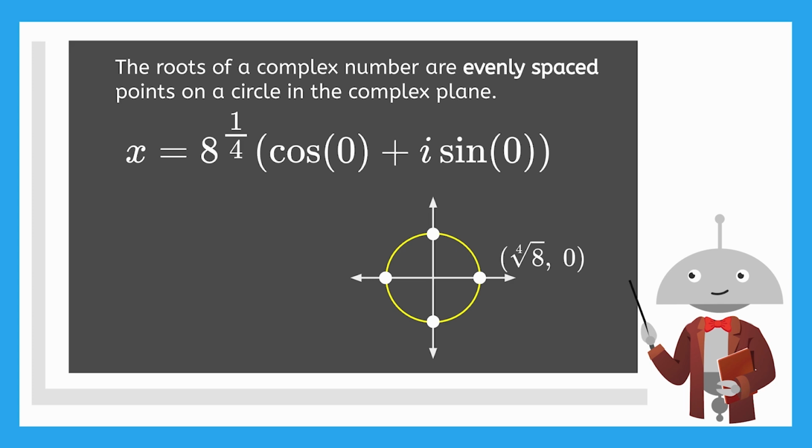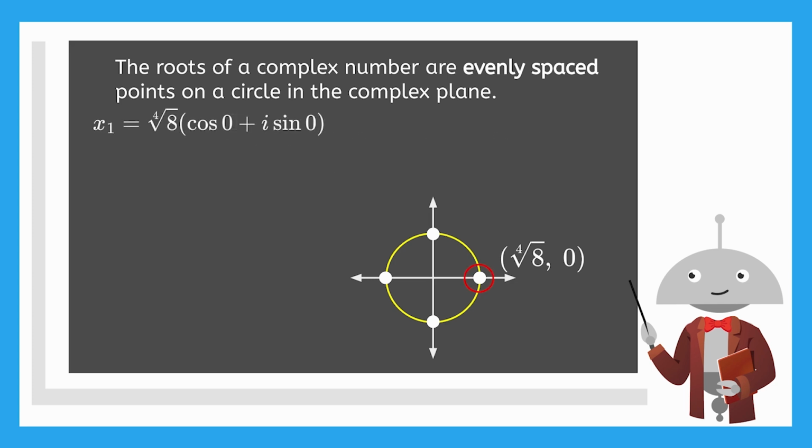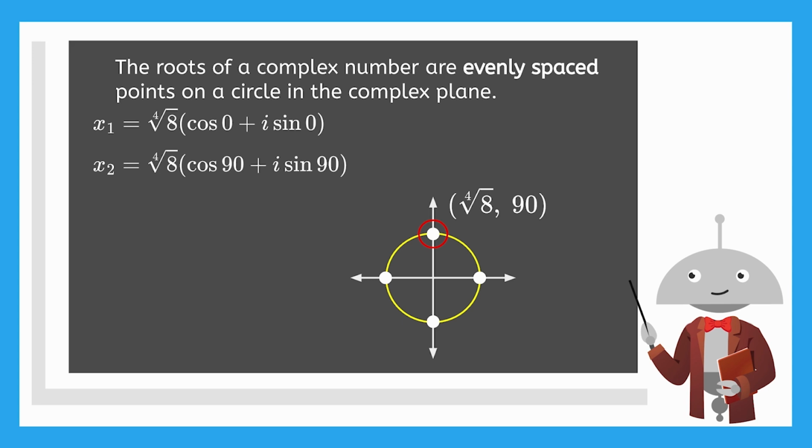I'm going to identify my roots with subscripts. So this first root I have will be called x sub 1. The next root, x sub 2, is the fourth root of 8 units away from the origin at 90 degrees. So it's written in polar form like this. The third of our complex roots is here. How do you think we write this root in polar form?